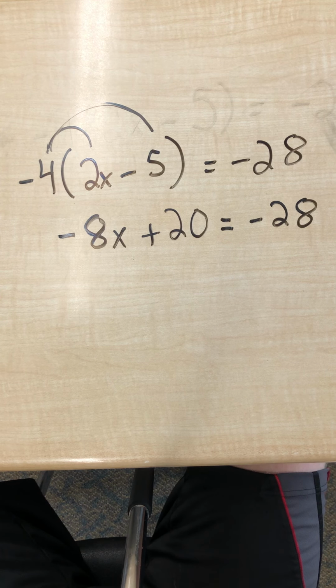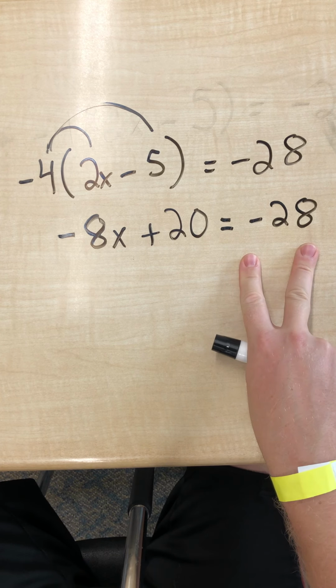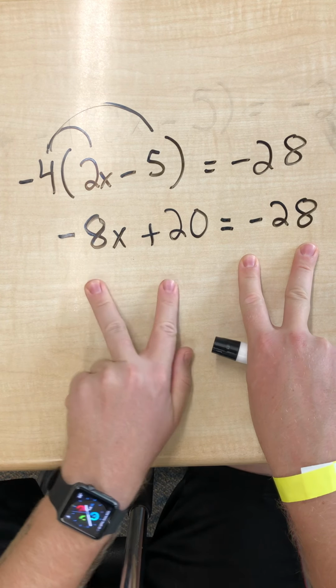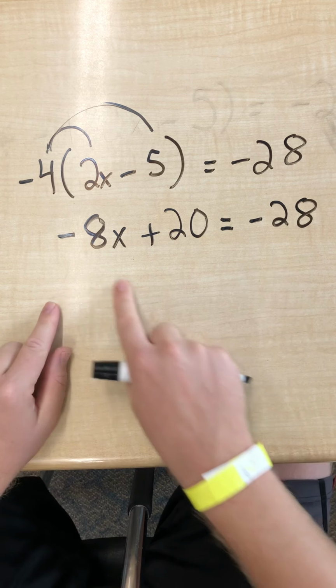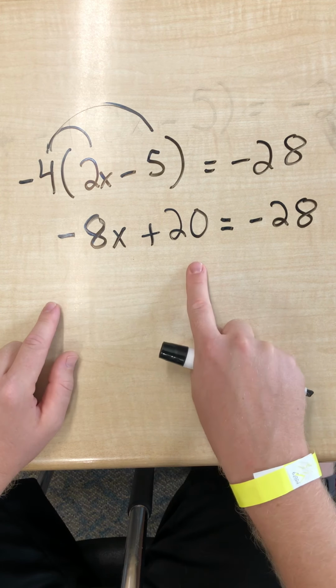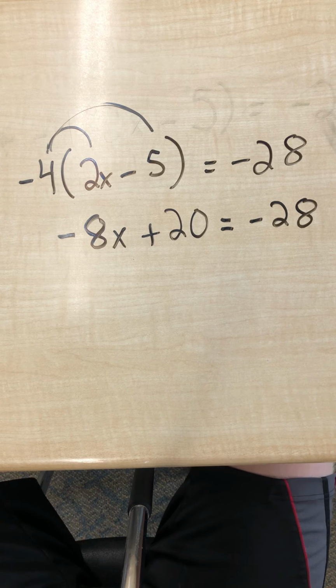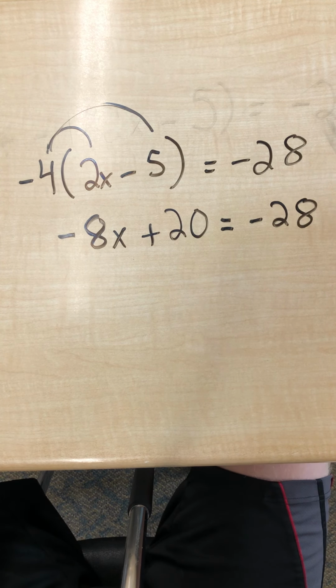Step number 2, combine like terms on each side of the equation. Over here, there's nothing to combine. Over here, there's nothing to combine. Sweet, so we can skip step 2. This -8x and this 20 are not like terms, so we cannot combine them. We can go immediately to isolate the variable.